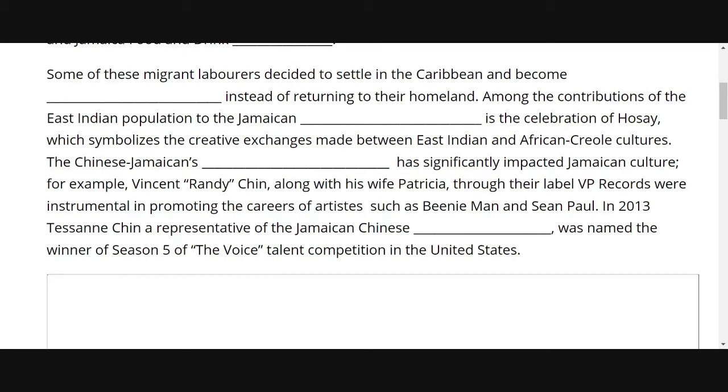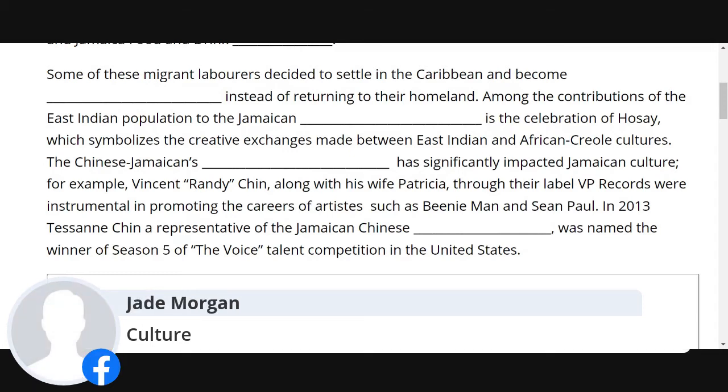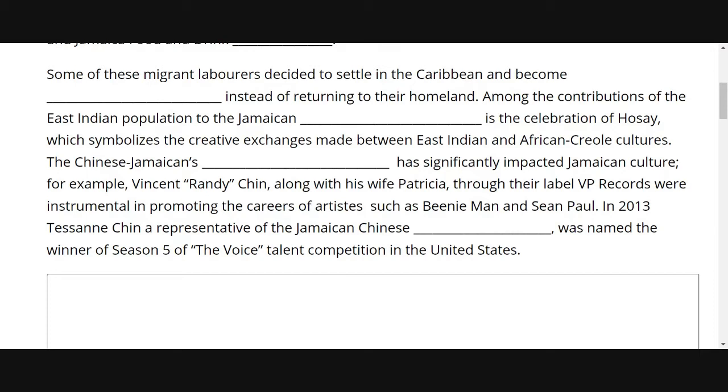So this one is saying among the contributions of the East Indian population to the Jamaican ethnic group. I don't think so. It's a celebration of Jose. I don't think it's ethnic groups. Okay, so Mitzi, I see you're saying culture. I tend to agree with you that it may be culture instead of ethnic groups. Let's go down and see. Yeah, a number of persons saying culture now, following Mitzi. All right.